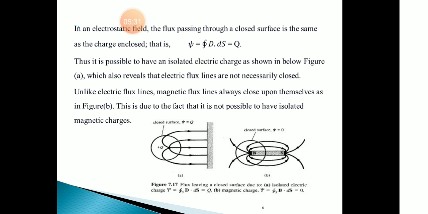There is a magnet with a south pole and a north pole. If you divide it in half, again a south pole and north pole come. If you divide it in half again, a north pole and south pole come into the picture. So the fact is that it is not possible to have isolated magnetic charges. Therefore, similarly, psi is equal to the closed integral over the surface S of D bar dot dS is equal to Q, but coming to the magnetic fields, the closed integral over the surface S of B bar dot dS is equal to 0. This is the point you have to understand.